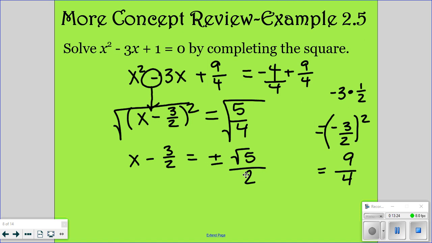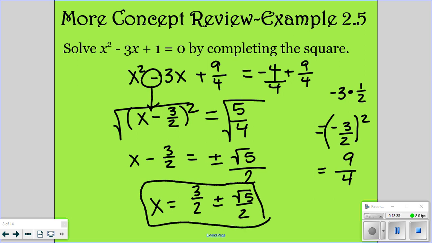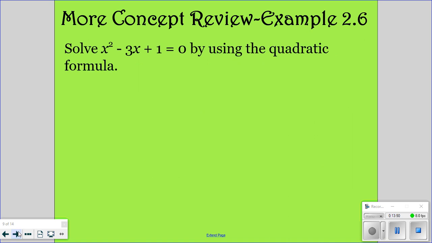So that's how you can rewrite square root of 5/4. And then from here, we just need to add 3/2 to solve for x. And so that is your x value right there. And so that's how you complete the square. Hopefully you remember most of how to do that. Feel free to stop and review with someone if you need help more specifically on that one.